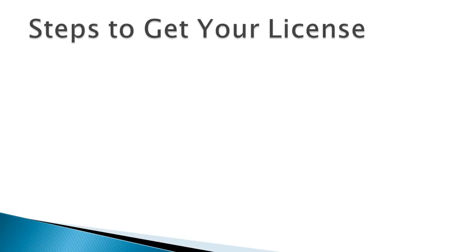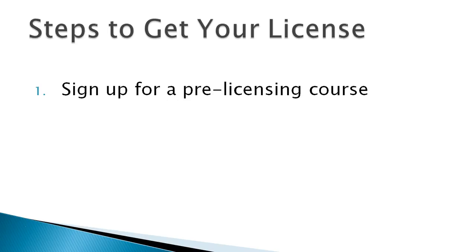So let's talk about the steps here to get your license in Oklahoma, which we'll go into more depth, and I also have the steps down below as well, just so you can see how all this works. So the first thing you're going to do is sign up for a pre-licensing course, and there's different ways you can go about it. I really recommend that you do it online.